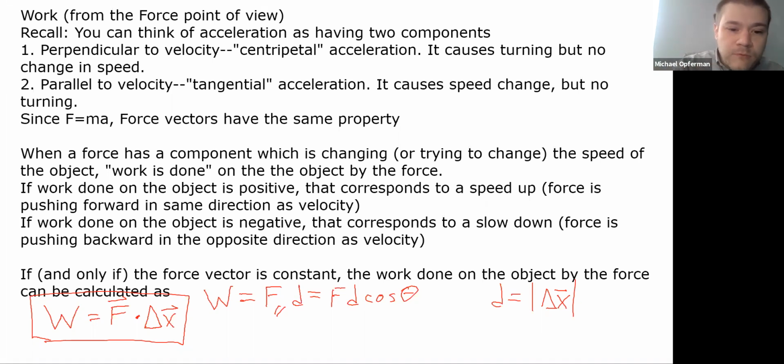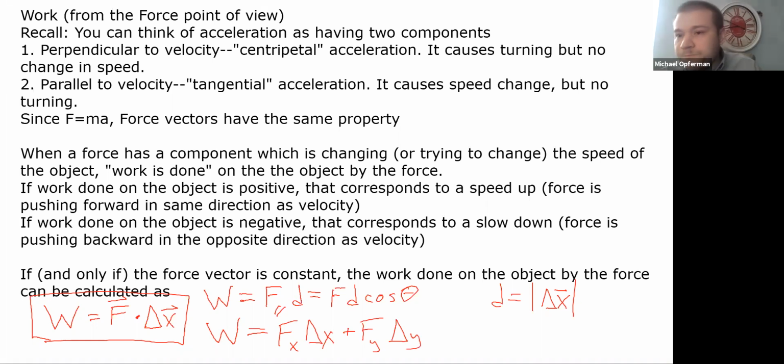The other way you can think about it, and a lot of textbooks don't write it this way for reasons that are beyond me, but you can also do this using the component formulation that I described in the previous videos, in which case it will be the x component of the force times the delta x, the x component of the displacement vector, plus the y component of the force times the y component of the displacement vector, which is especially useful if your force vector points just in the delta x or just in the delta y direction.